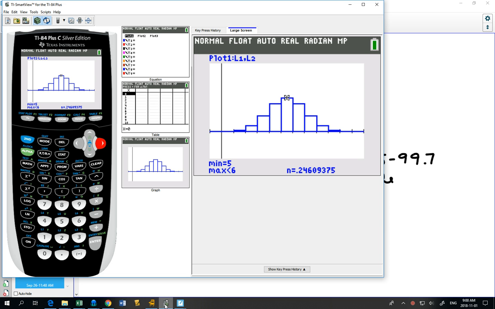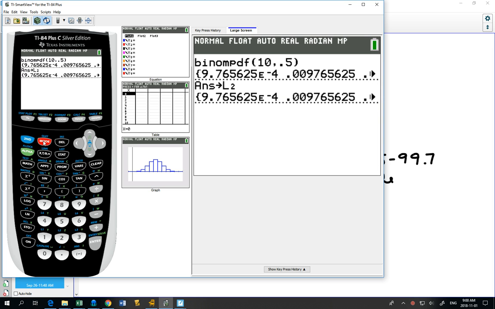So for our experiment, we flipped a coin 10 times. The mean is 5. That part is easy. How would we calculate the standard deviation of our experiment where you flip a coin 10 times? Do you remember the formula for finding the standard deviation of a binomial distribution? Square root, number of trials, times probability of success, times probability of failure. 1.58.